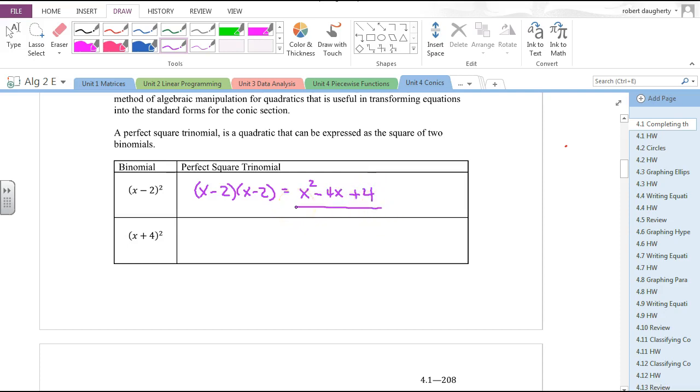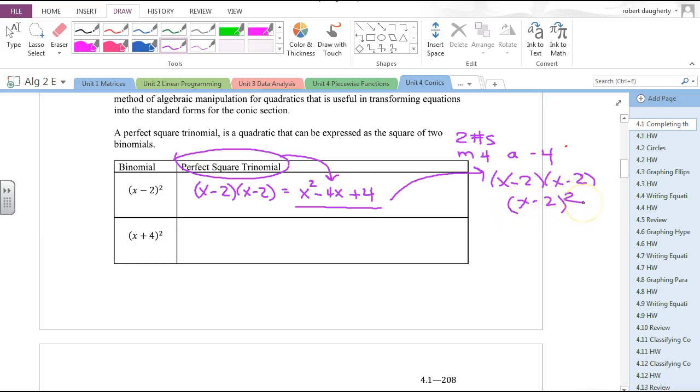What we will say is that this is a perfect square trinomial because that trinomial can be written as something squared. How do I know that? If I were to factor this, I would be looking for two numbers that do what? Yeah, multiply to 4 and add to negative 4. What numbers can multiply to 4 and add to negative 4? Negative 2 and negative 2. So that means this is x minus 2 times x minus 2. Another way of writing that is x minus 2 squared. That's why this is a perfect square trinomial, because I can write this as something squared.